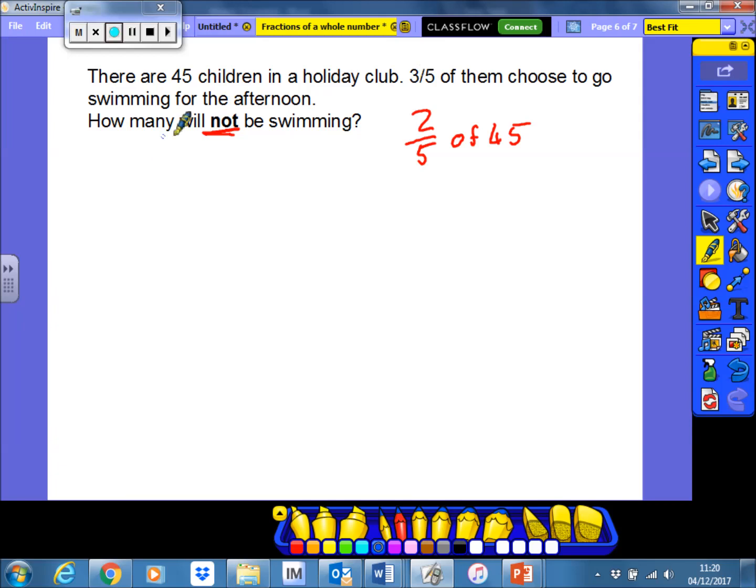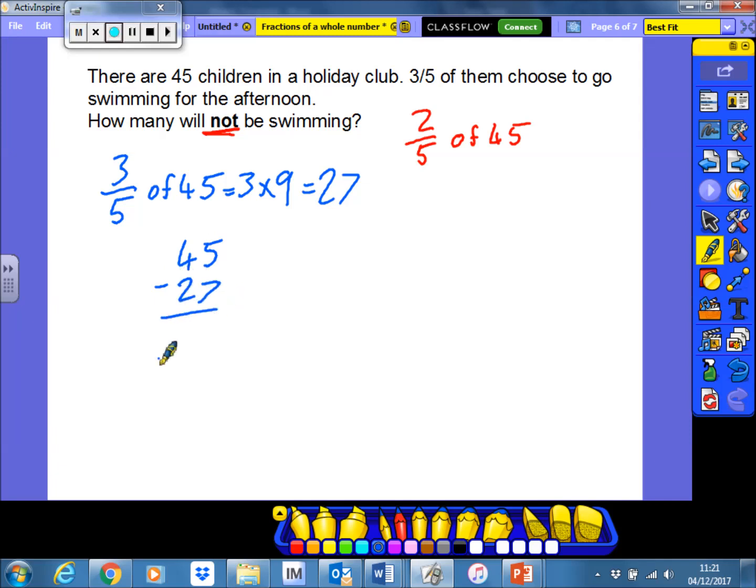So very quickly, we'll do 3/5 of 45. So 45 divided by 5 is 9. Times that answer by 3. And what we get is 27. So 27 of them are going swimming. So that means that if we do 45 take away 27, we'll be left with the remainder. We'll be left with the children who will be staying.